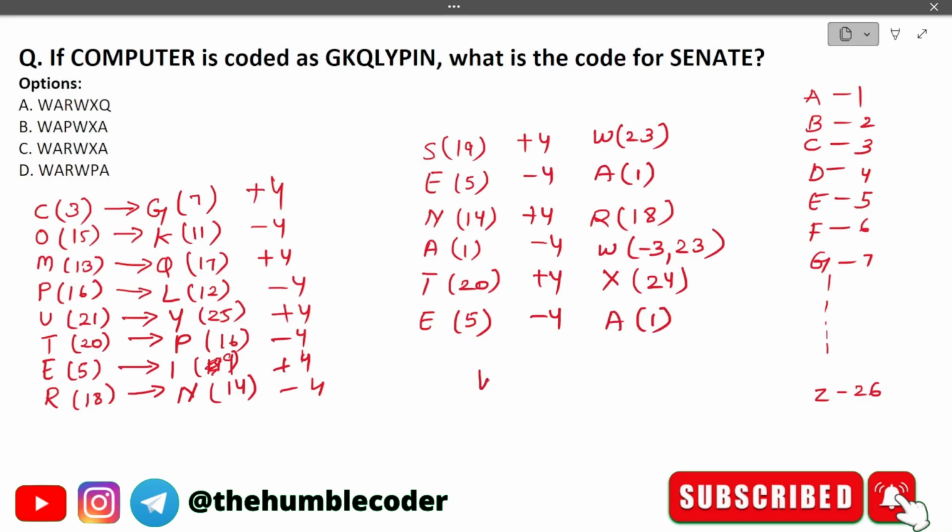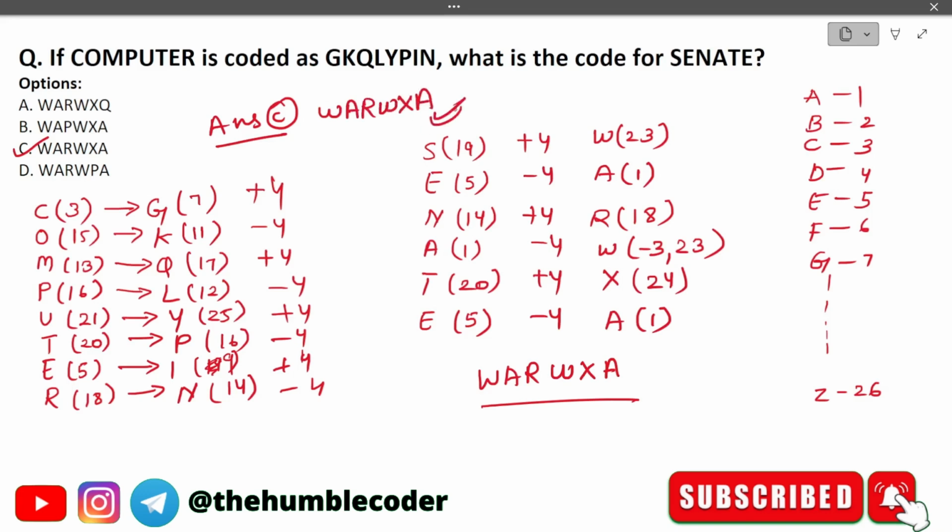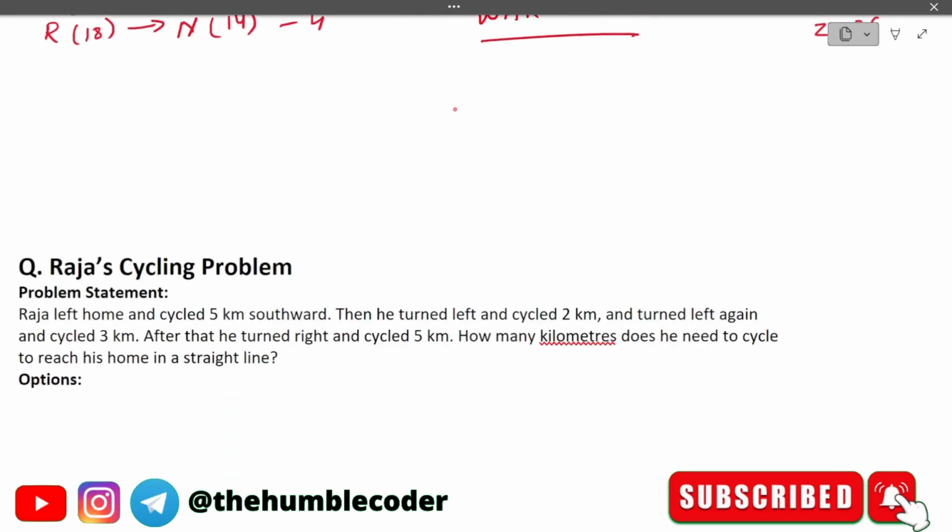Okay, that is WAR WXA. So this will be our coded word as the answer. So the correct answer for this question is going to be option number C, which is WAR WXA. Okay, hope you have understood this question. Let's now move on to the next question.